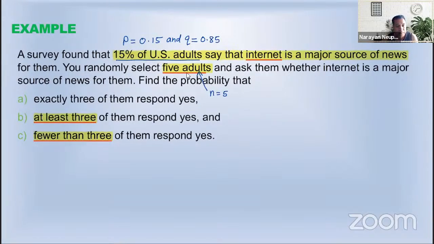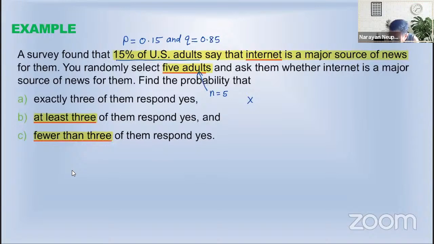Okay, so you randomly select 5 adults and ask them whether internet is the major source of news for them. Now we have to find these probabilities. But before we answer these questions, let me write the random variable X.